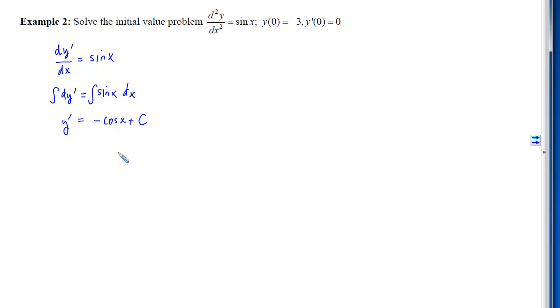Now, again, I'm going to stick with path 1, and I'm going to plug in the point that I know from y prime. That says when I plug a 0 in, I get a 0 out. So I got a 0 out when I plugged in a 0.